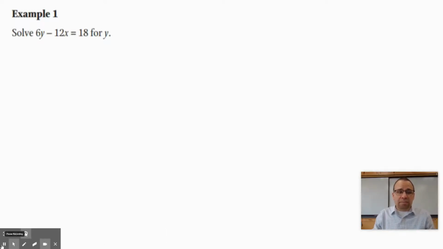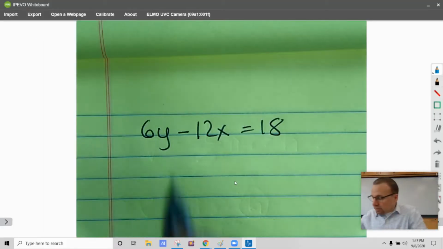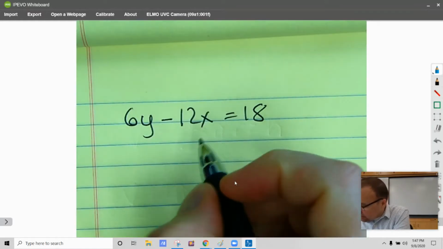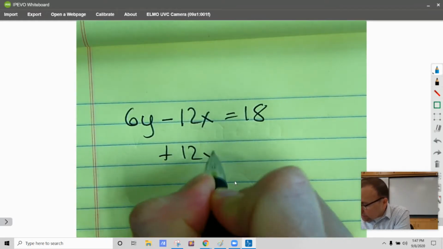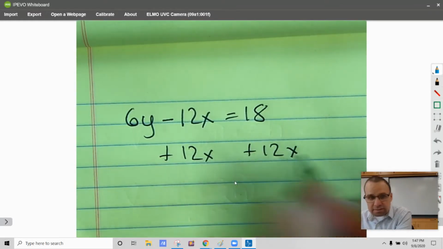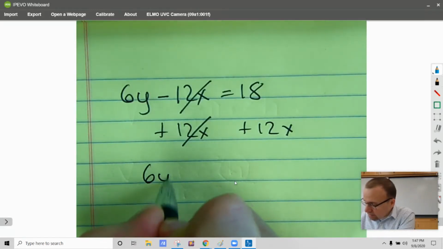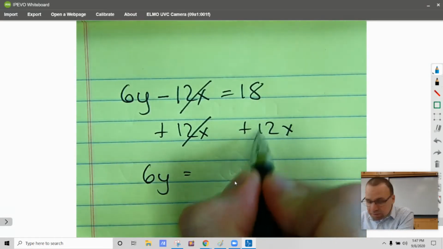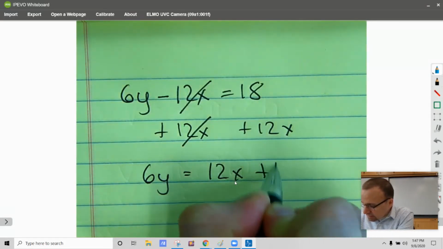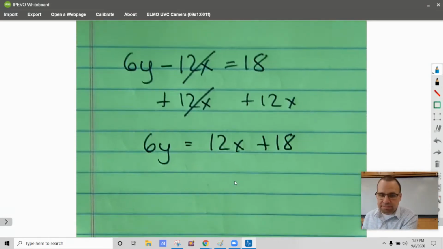Solve 6y minus 12x equals 18 for the variable y. Okay, the first thing you want to do is add 12x to both sides. That way we can isolate the y. Now I'm going to put the 12x first plus 18, but it doesn't really matter at this point.